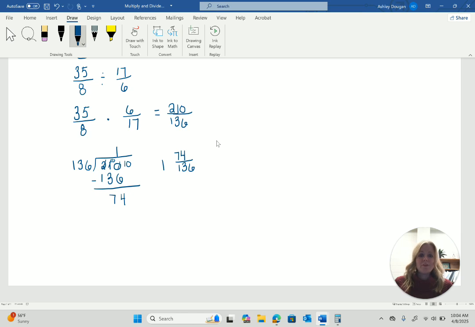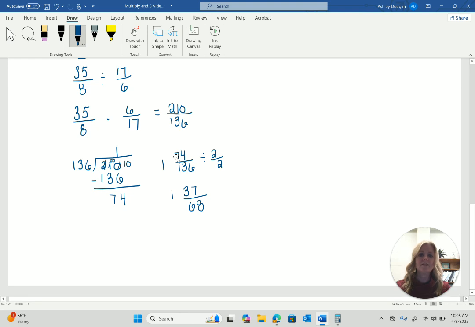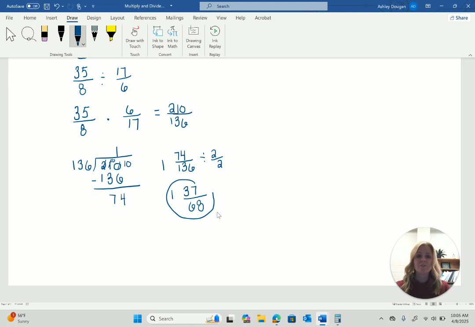I know they're both even, so I can reduce it by 2. If you want to check to see if there's a larger number it could be reduced by, you can, but 2 is going to be the number that we're going to use. So if I'm going to say 74 over 136, I'm reducing it by 2. I get 37 over 68. And I just divided 74 by 2 and 136 by 2. And this would be my final answer, 1 and 37 over 68.